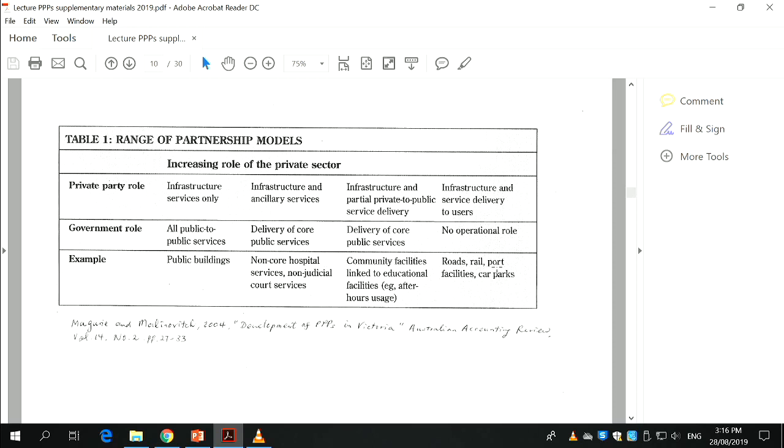At the other end, like building roads or railways and all these economic infrastructures, the private sector normally plays quite a big role, from construction to service delivery to users, and the government plays no operational role. So you can see there is a range of public-private partnership models, and the private sector can play an increasing role in these kinds of models.